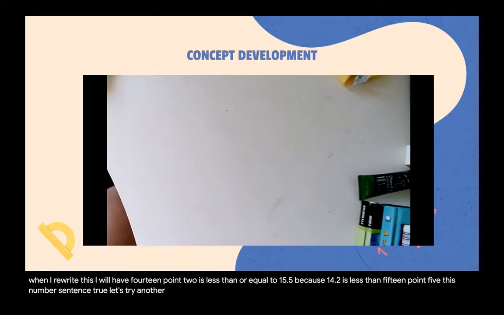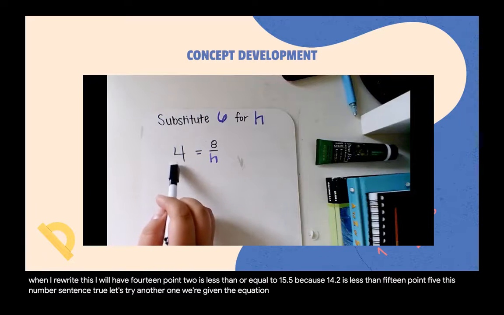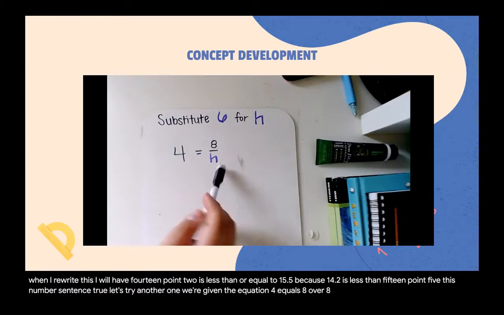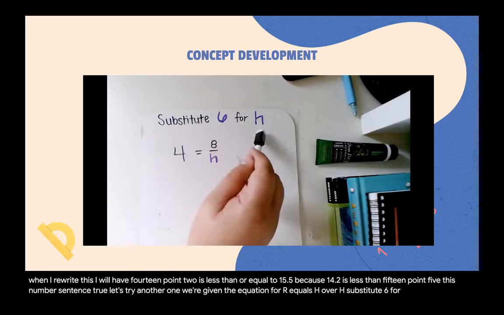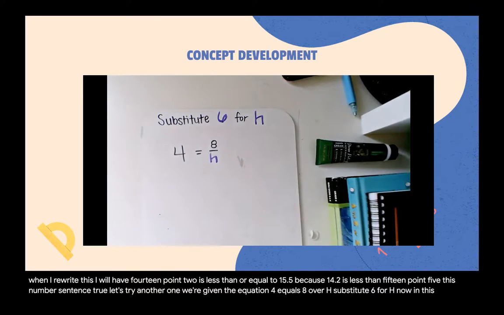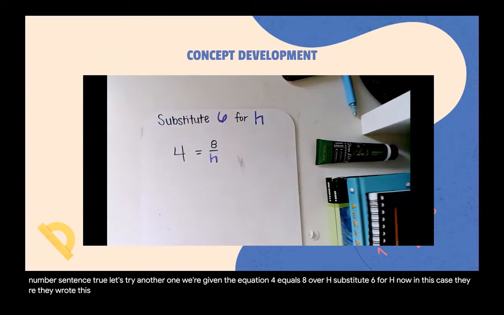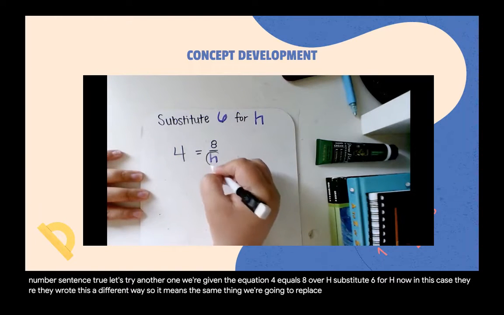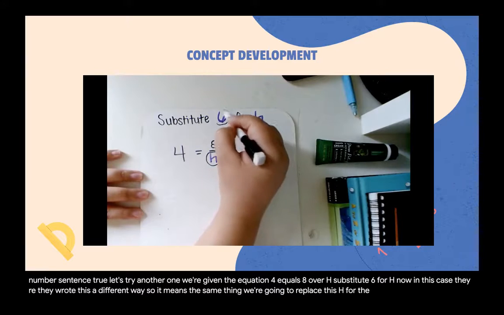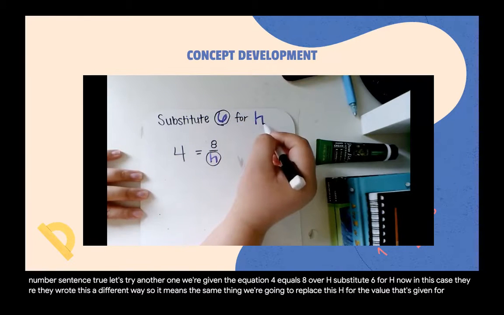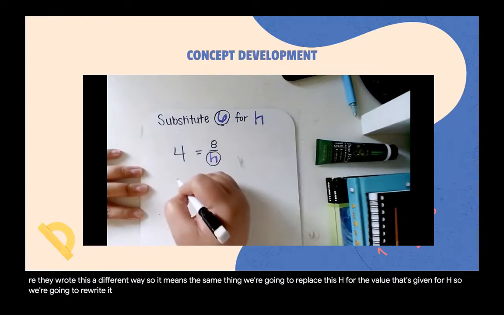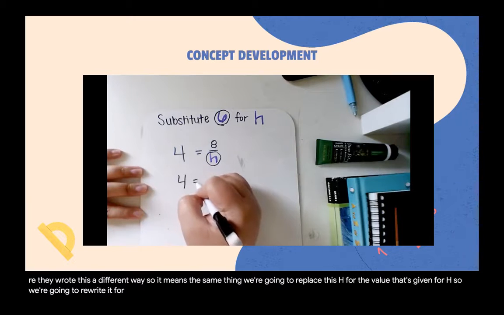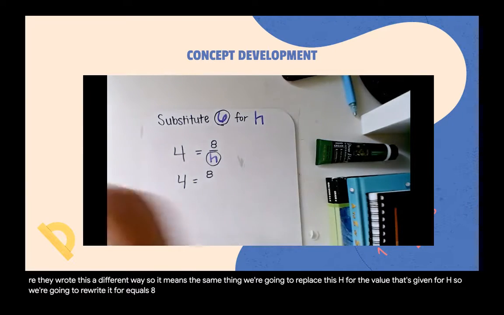Let's try another one. We're given the equation 4 equals 8 over h. Substitute 6 for h. Now, in this case, they wrote this a different way. So, it means the same thing. We're going to replace this h for the value that's given for h. So we're going to rewrite it. 4 equals 8 over 6.